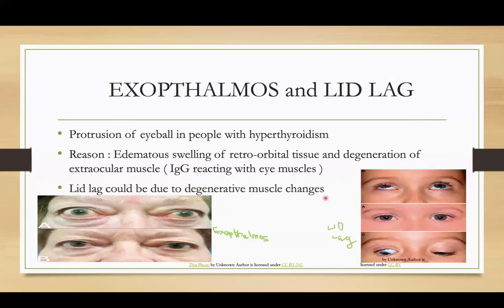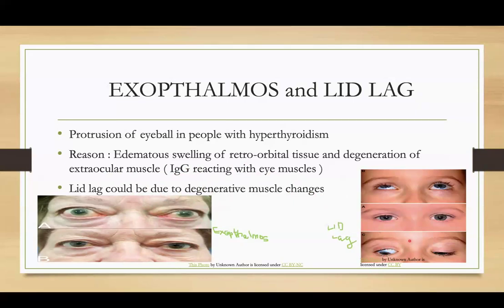And then lid lag is due to the degenerative muscle changes. This is a good example of lid lag over here. Basically, the eyelids are going to be retracted. They're going to be higher up than usual, and the pupil, I forgot what the things in the eye are called, but the pupil is going to be pointing downwards, right?